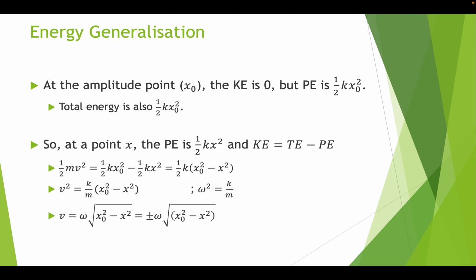And since KE is 0, its total energy is nothing more than 1/2 k x sub 0 squared. At any other point x, between 0 and x sub 0, my potential energy is going to be simply 1/2 k x squared, and kinetic energy is total energy minus potential energy. Going through a little bit of algebra, it basically says that 1/2 mv squared is equal to 1/2 k x sub 0 squared minus 1/2 k x squared. Solving that for v, we find that v is equal to omega times the square root of x sub 0 squared minus x squared.